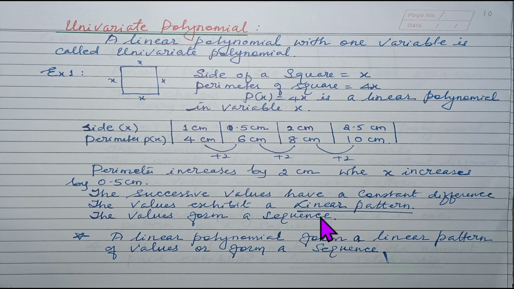The values form a sequence. In fact, 4, 6, 8, 10, which are the perimeters, they form a sequence, and we'll be learning about the sequence in your higher classes, and it is called as arithmetic progression. So a linear polynomial therefore forms a linear pattern of values or forms a sequence, and please remember that.